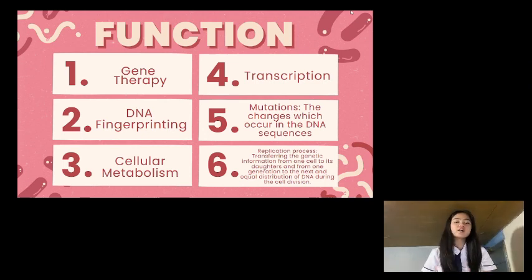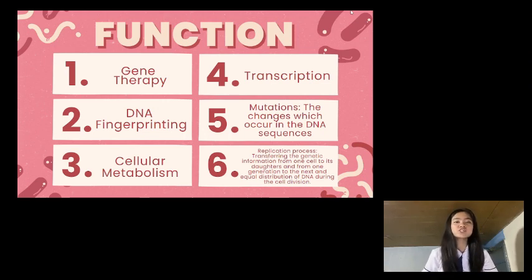So, for the fourth function, we have transcription. The goal of transcription is to make an RNA copy of a gene's DNA sequence. Well, the fifth one is mutation. A mutation is a change in the DNA sequence of an organism. This function can result from errors in DNA replication during cell division, and also exposure to mutagens or viral infections.